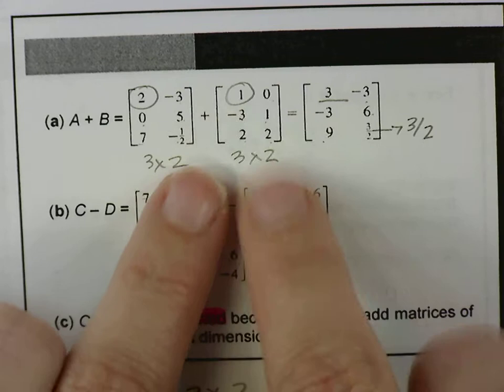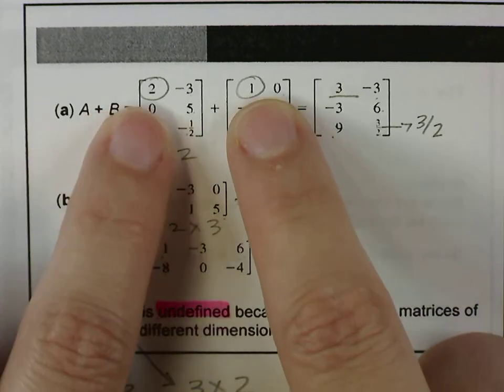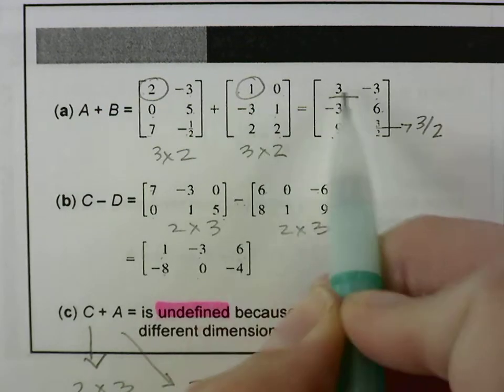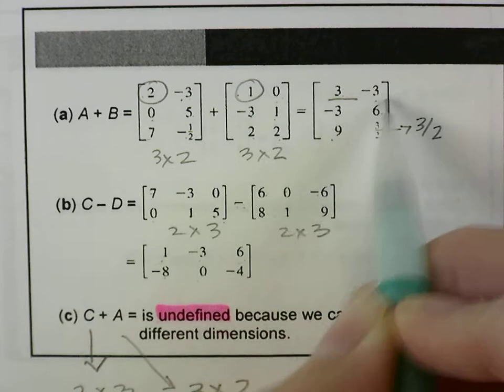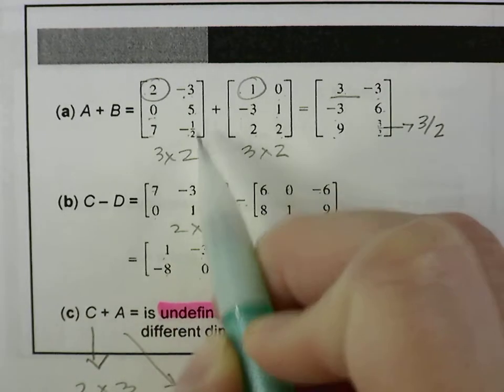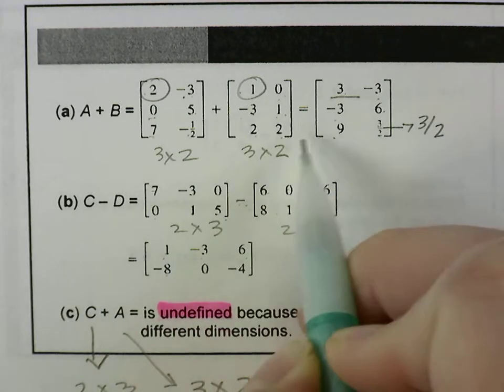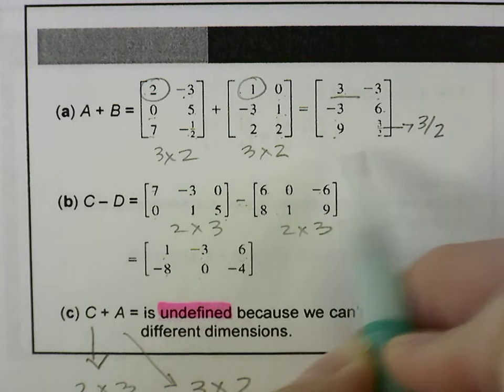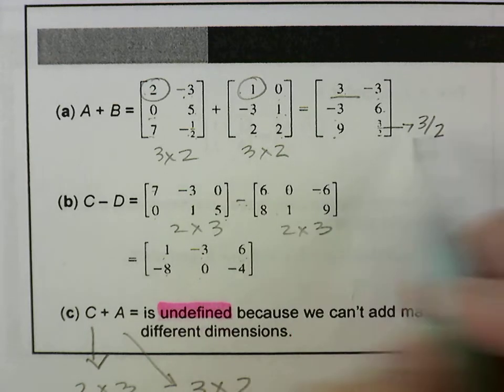Negative 3. If you look on your next slide, I actually already have that for you. So 2 plus 1 is 3. Negative 3 plus 0 is negative 3. 0 plus negative 3 is negative 3. 5 plus 1, 7 plus 2. And then negative 1 half plus 2 would be 3 halves.